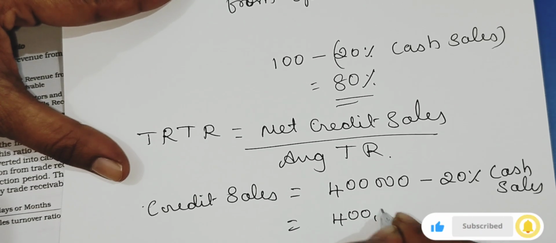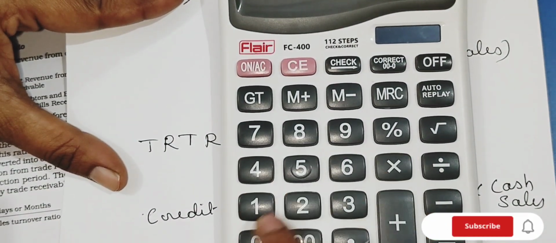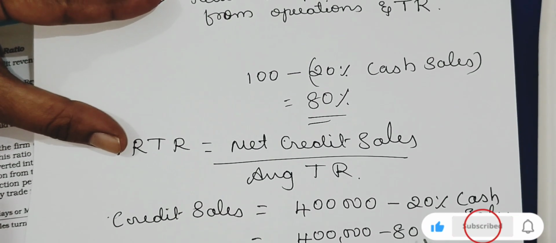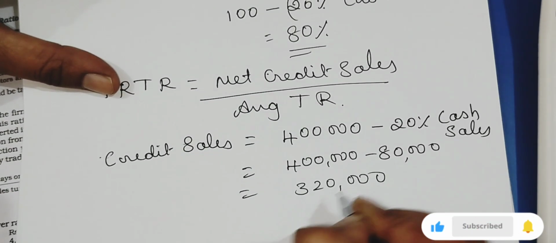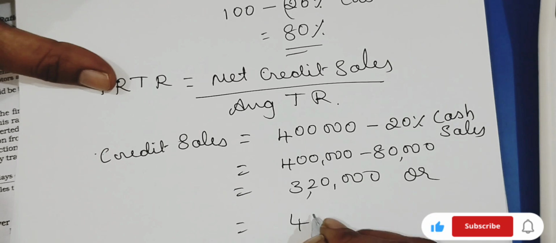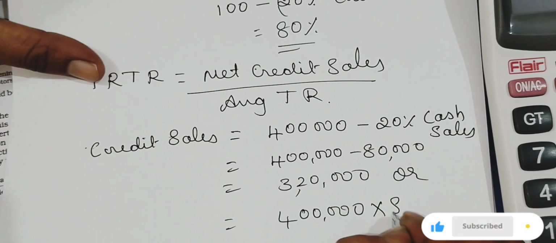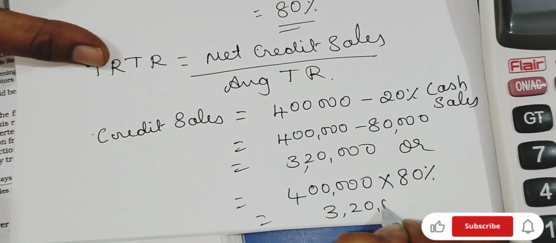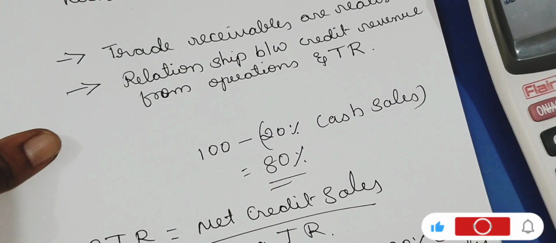4 lakh. What is the 20% of 4 lakh? 4 lakh into 20% is 80,000. Minus 80,000, so the balance is 3,20,000. Or 4 lakh into 80%. 8 fours are 32. 3,20,000. Okay. So this is our credit sales.